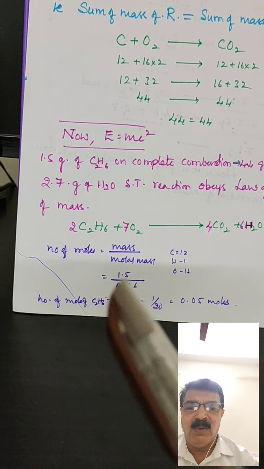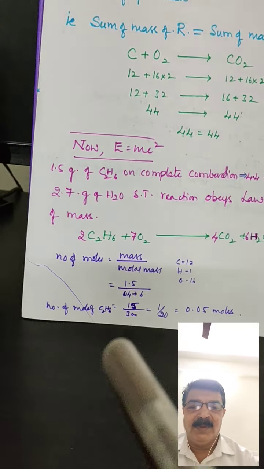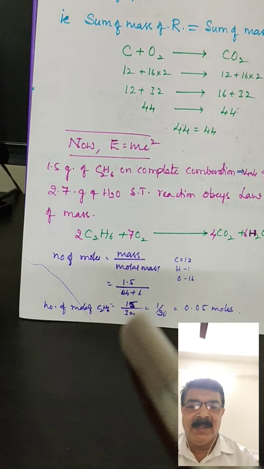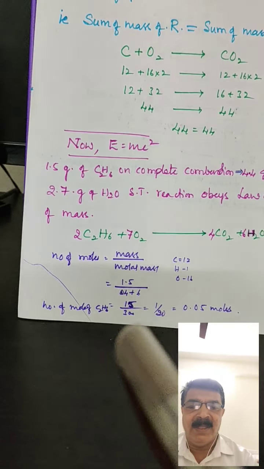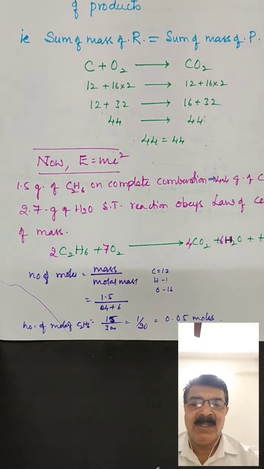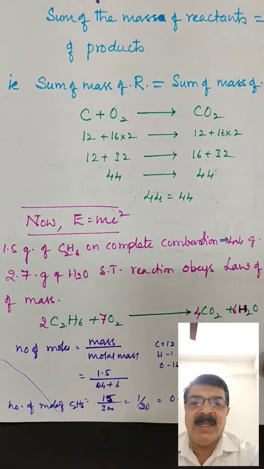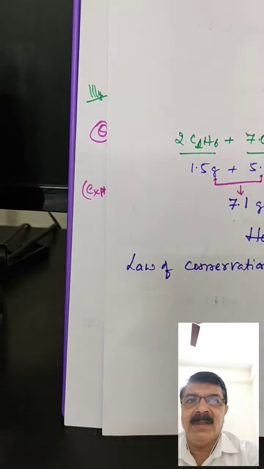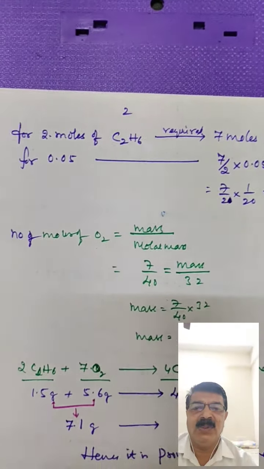Then in order to remove the decimal point, we apply 10 here. So 15 by 300 is equal to a 1 by 20 ratio. That's 0.05 moles. So the question is, how does the law of conservation of mass hold good?